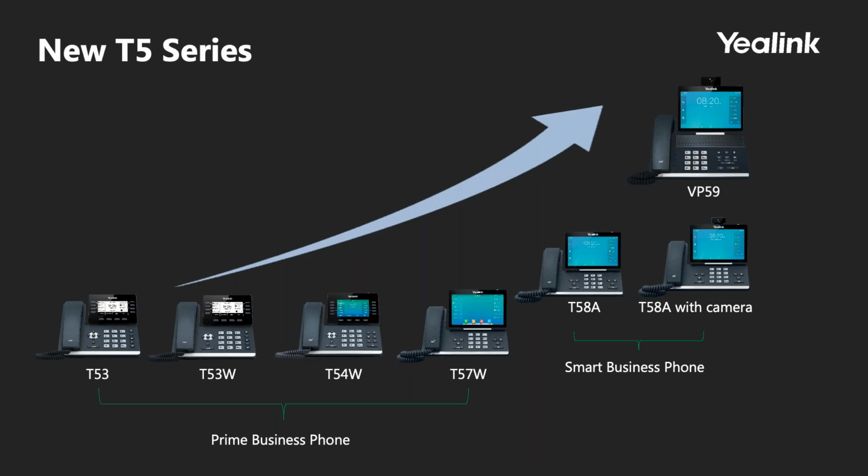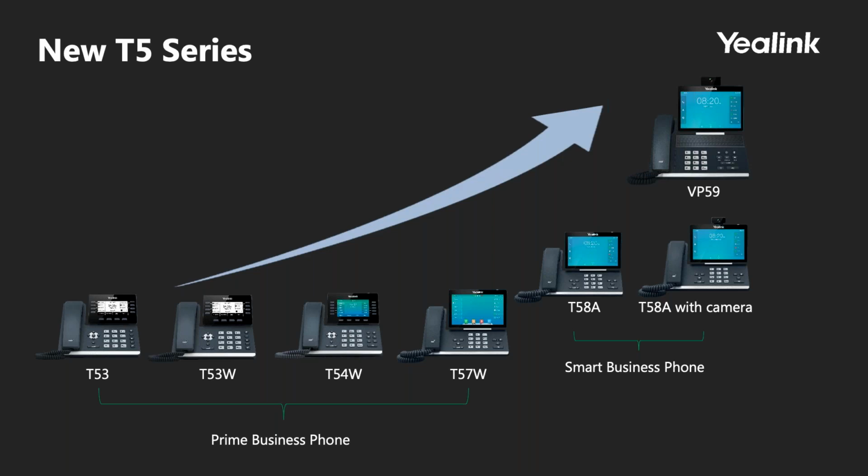That is very similar to what we see with the T4 and T2 series, where there's a variety of different feature sets and price points based upon the different models to align with the costs as well as the workflow requirements of our customers. And so above and beyond that, we still see the T58 and the 58 with camera, but in a slightly different format. It's still an A series phone, T58A and T58A with camera.